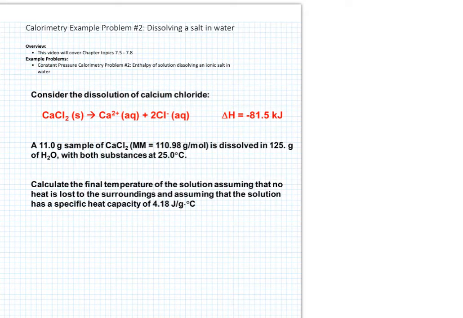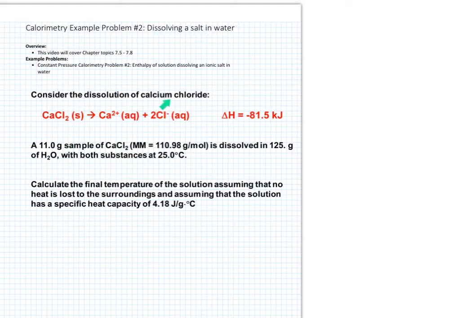Today we are going to look at an example of a calorimetry problem. This is actually the second example of a calorimetry problem. In the first video, my introduction to calorimetry, we did a problem with a hot piece of iron, putting it in a cup full of water, and measuring the specific heat, but measuring the heat flow from the hot metal into the colder water. This one we're going to do a reaction, dissolving a salt in water.